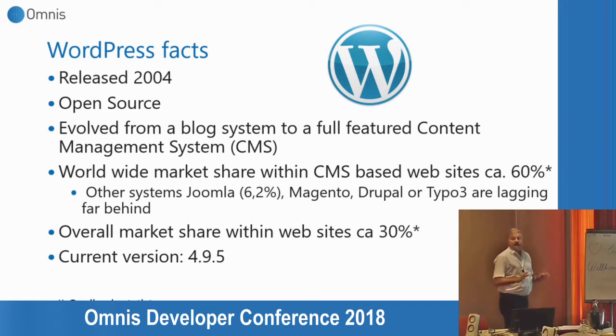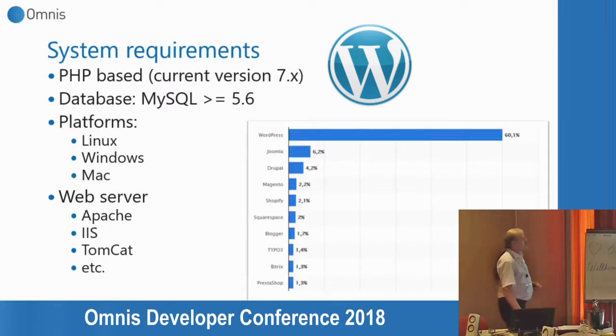And when you look at the overall market share of websites, the complete number of websites worldwide, then WordPress-driven websites have a market share of 30%. So this is something you can't neglect. The current version of WordPress is 4.9.5, so the update frequency is rather fast. So they also have lots of security updates.